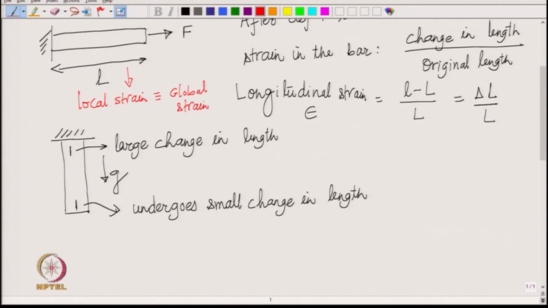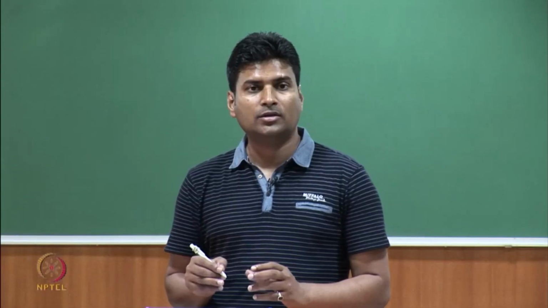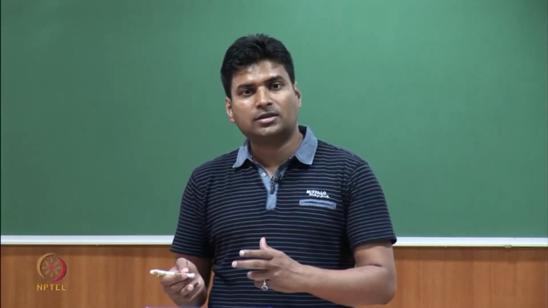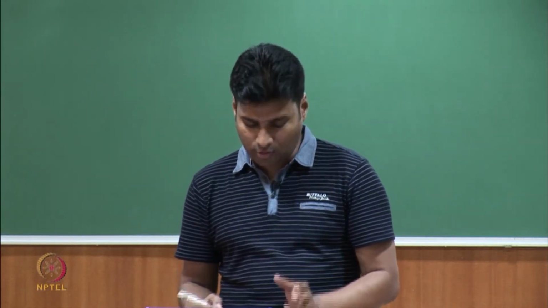which is the total change in length of the bar divided by the total length of the bar. But in the bottom example, in this example, the local strain does not equal the global strain. Okay. So, the take home message is that strain basically varies from point to point in the bar. Just like stress, stress in the body was varying from point to point, the strain also varies from point to point.